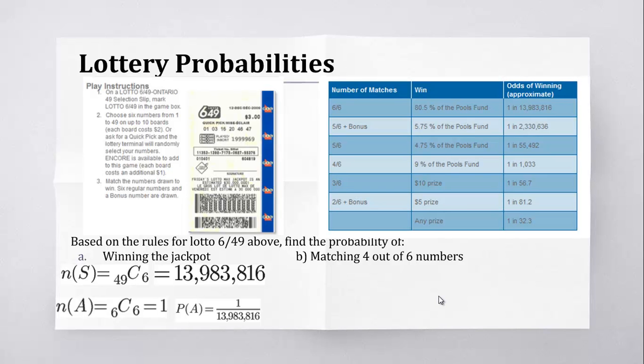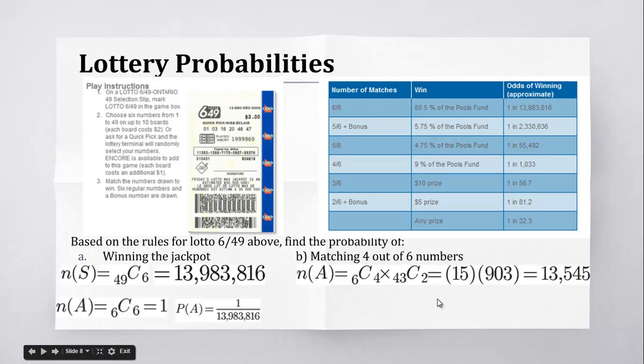Matching 4 to 6 numbers. So again, we've got n of S is 49 choose 6. N of A, you got 6 choose 4. So out of the 6 matching numbers, we're going to choose 4 of them. And out of the 43 non-matching numbers, we're going to choose 2 of them. When we multiply that together, we get 13,000. And the probability of that is 13,000 out of 13 million, which is 0.0969%. So just under 0.1%.